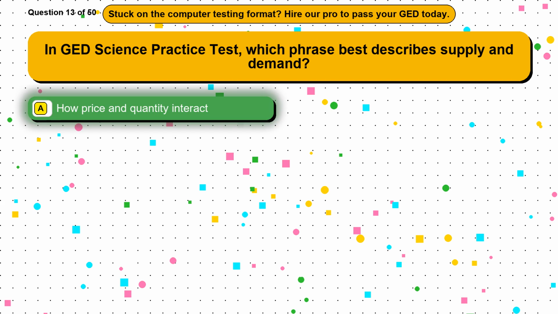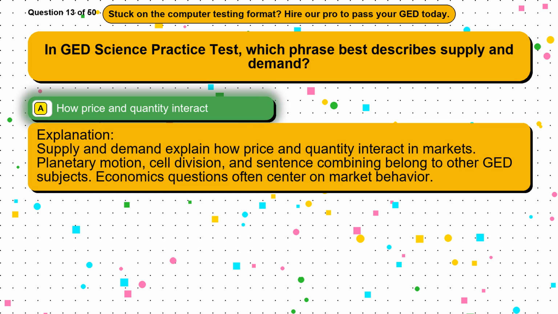The correct answer is option A. How price and quantity interact. Supply and demand explain how price and quantity interact in markets. Planetary motion, cell division, and sentence combining belong to other GED subjects. Economics questions often center on market behavior.